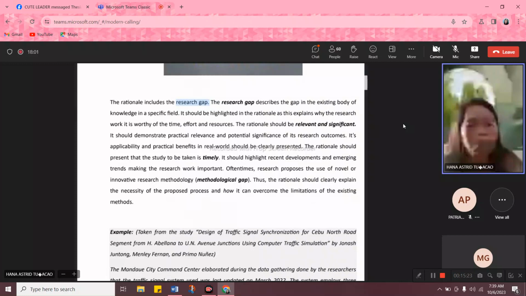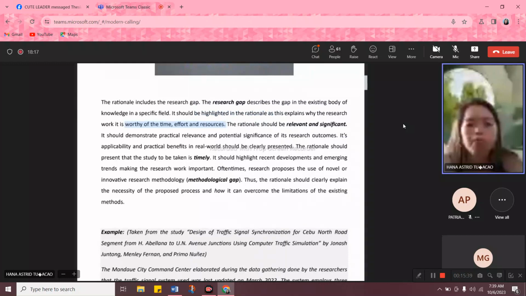The gap describes the gap in the existing body of knowledge in a specific field and should be highlighted in the rationale, as this explains why your research is worthy of the time, effort, and resources. It should be relevant and significant. It demonstrates the practical relevance and potential significance of its research outcomes, with projections if possible. Practical benefits in the real world should be clearly presented.